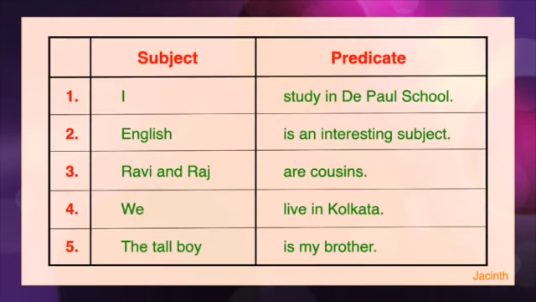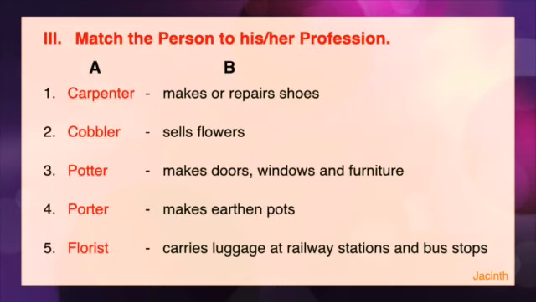Number 1, I is the subject. Study in DePaul School is the predicate. 2, English is the subject. Is an interesting subject is the predicate. 3, Ravi and Raj is the subject. Our cousins is the predicate. 4, we live in Kolkata. We is the subject. Live in Kolkata is the predicate. 5, the tall boy is the subject. Is my brother is the predicate.